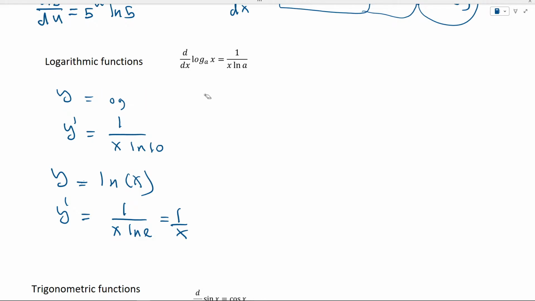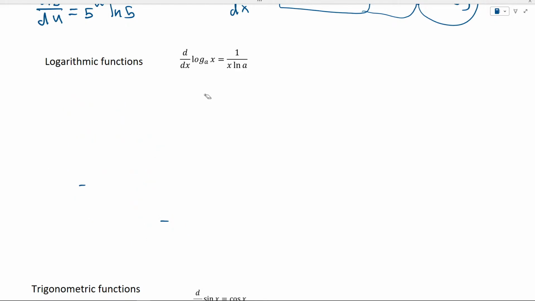Let's do another example with the chain rule. You should become expert in this by now. So with the chain rule, let's say y is equal to log base 5 of 3x. And I'm asking you, what is the derivative of this guy? So you just apply the rule, so the rule is 1 over x.